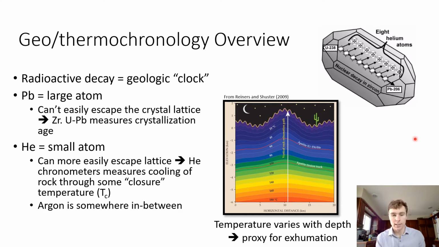Helium, by contrast, is a small atom that can more easily escape the lattice. Because of this, helium chronometers measure the cooling of the rock through some closure temperature, not its crystallization. Because we know that temperature varies with depth in the Earth's surface, we can use cooling through this closure temperature as a proxy for exhumation of the rock to the Earth's surface. Argon is somewhere in between, recording temperatures between about 300 and 425 degrees C.